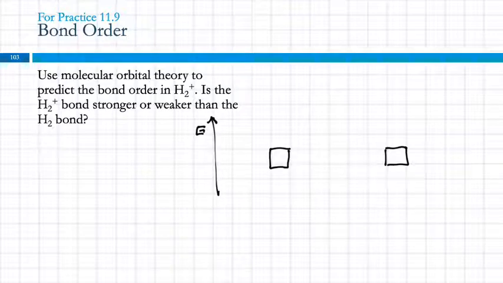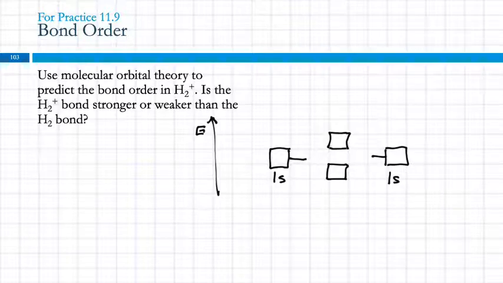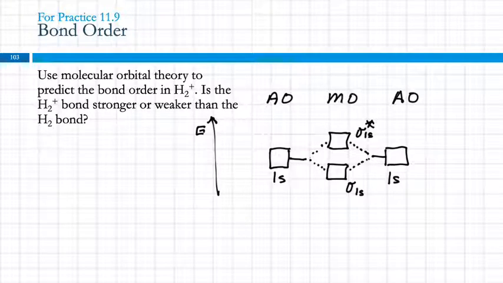Energy increases as we go up. This is a 1s, and this is a 1s. When these combine, they form two orbitals, one lower and one higher in energy. This one will be called sigma star 1s, and this will be called sigma 1s. I'm not good at dotted lines. So these are the atomic orbitals, and these are the molecular orbitals.